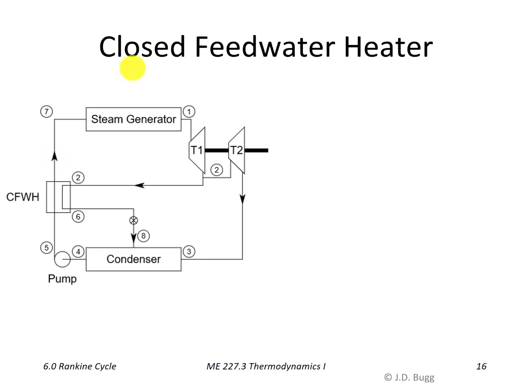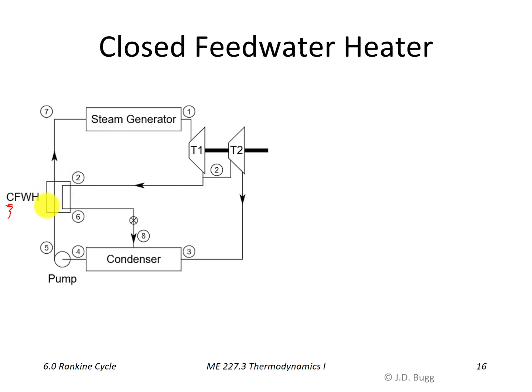So for a closed feed water heater, this pump takes us all the way from the condenser pressure all the way up to the steam generator pressure. And it can do that because of the nature of this heat exchanger. The meaning of closed feed water heater is that the feed water going through it and the extracted steam coming through it do not mix. There is a pressure boundary between those.